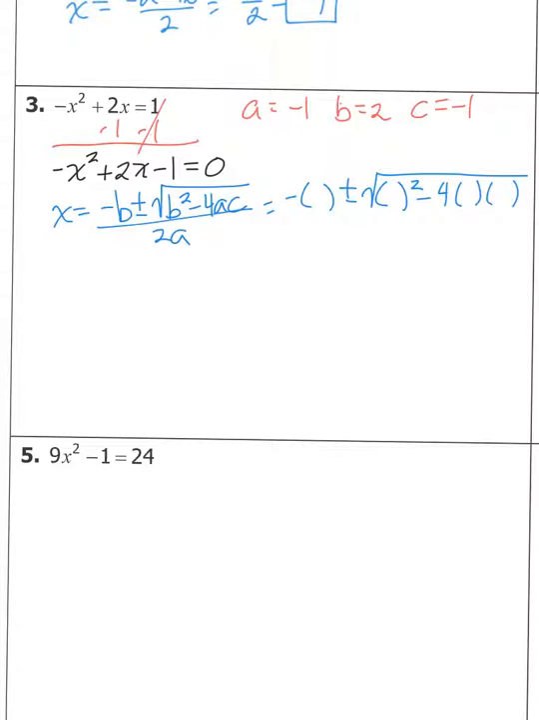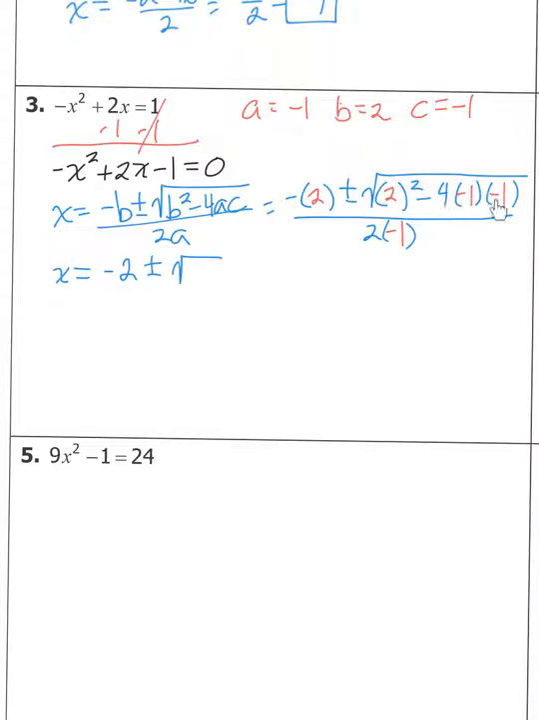So the only work that I've done so far is to move that -1 over and identify my A, B, and C. Now put them in your template. So B is +2, and then A is -1, C is -1 also. So x equals, the opposite of 2 is -2 plus or minus the square root of.